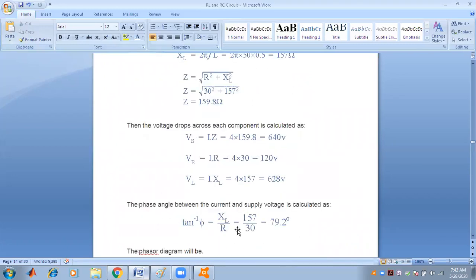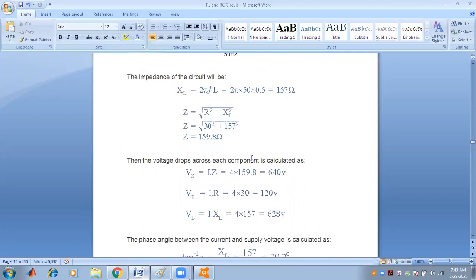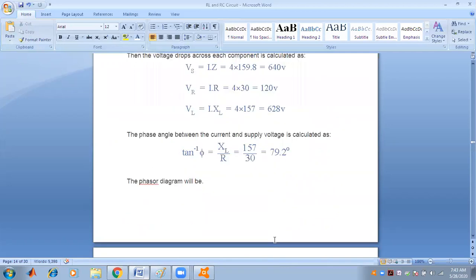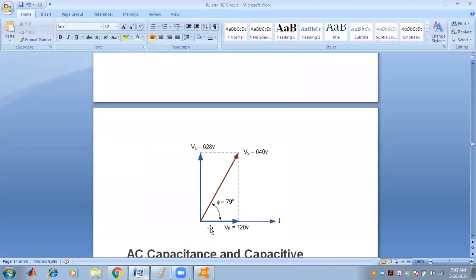So the phase angle can easily be calculated. It is tan inverse between the current and the supply voltage, tan inverse XL by R. So tan inverse 157 by 30, which is 79.2 degrees. So the phasor diagram can be drawn with the help of this. This is VR 120 volt, this is VL, and the resultant is VS, which is 640 volt, and the angle is 79 degrees between VR and the resultant, taking I as a reference.